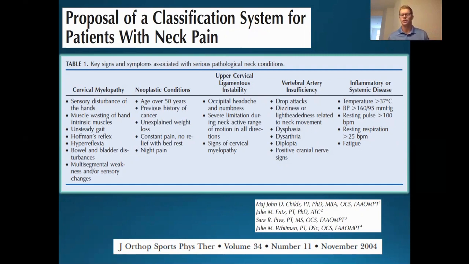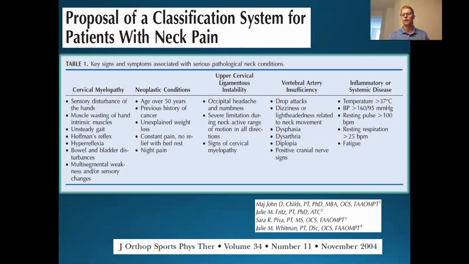Previous history of cancer, I think, is the number one indication, where if they've had cancer before, we need to rule out that it's not a metastasis. Unexplained weight loss, constant pain, these are the constitutional signs and symptoms that we need to rule out to make sure that the person's appropriate for physical therapy. The upper cervical ligamentous instability and the vertebral artery insufficiency, we're going to talk about those two things next.